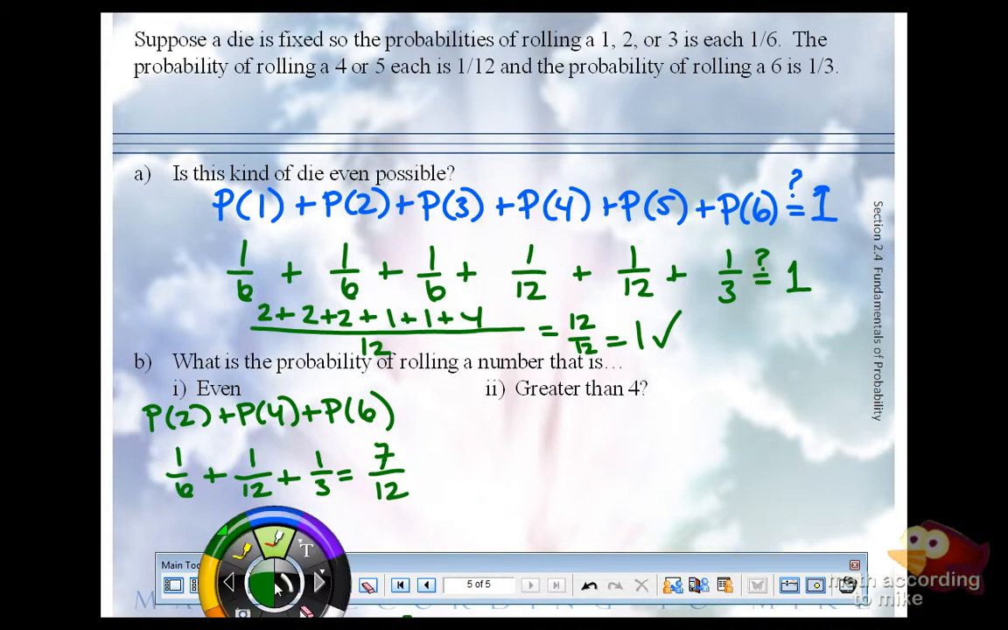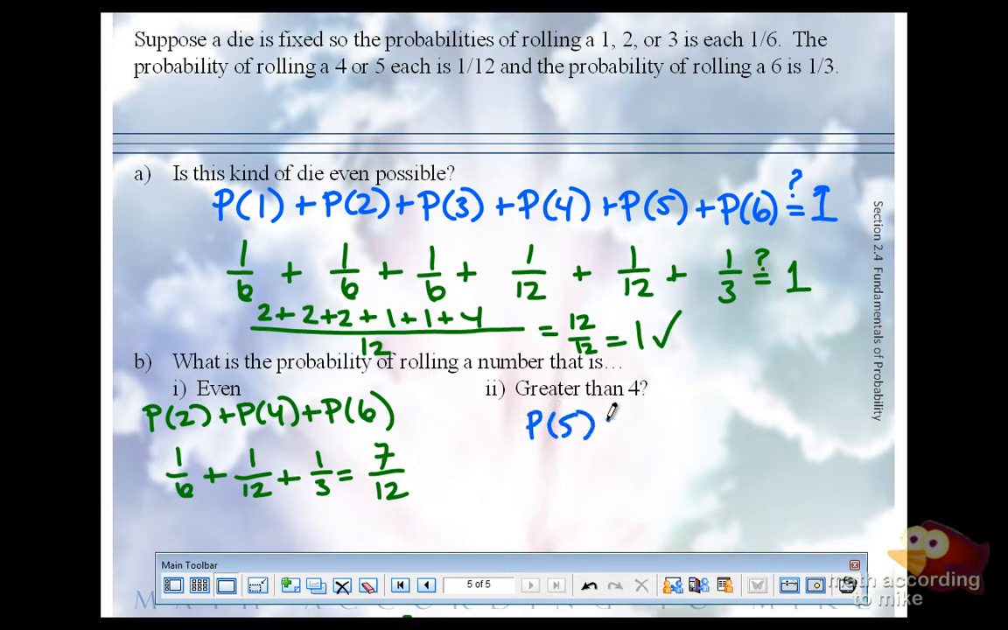All right. Greater than 4. What numbers on a die are greater than 4? 5 and 6. What's the associated probability to rolling a 5? Rolling a 6? 1/3. So that's 5/12.